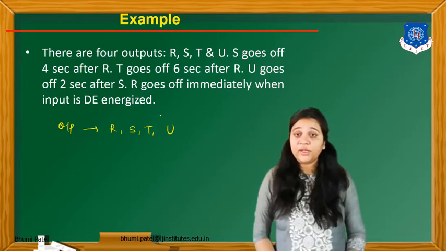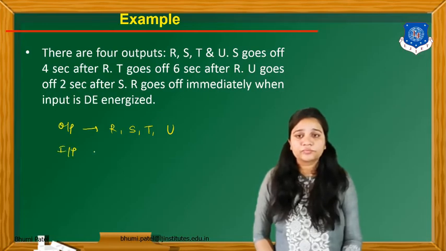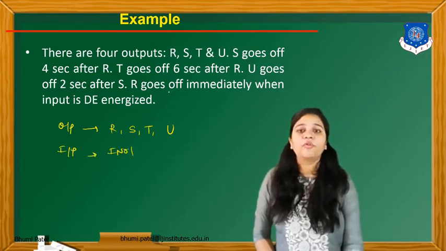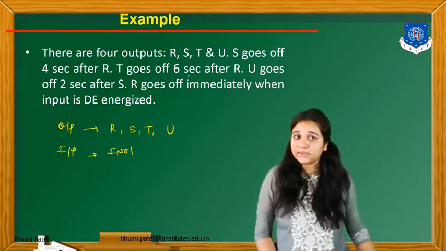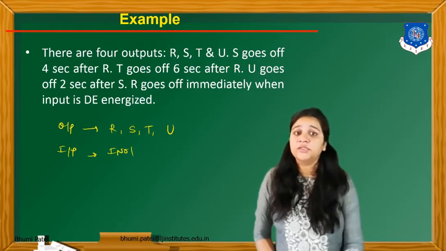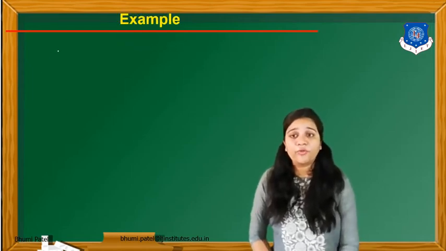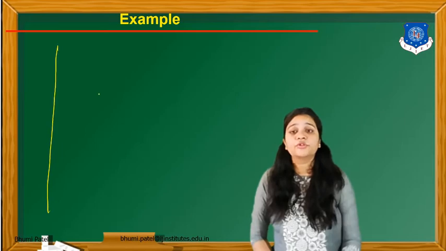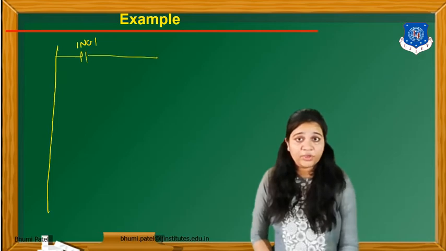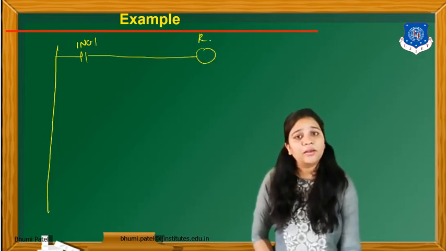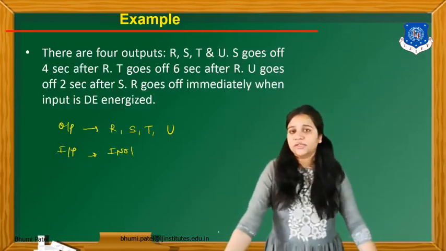Okay, so first of all we can take one input pin IN01. Here you have to write, read the sentence. R goes off immediately when the input is de-energized. Here S depends on R, T depends on R, and U depends on S. So first of all we have to draw the output for the R. So simple logic is, whenever input is on, we can get the output R. Whenever input is de-energized, the R goes off. So the first condition is satisfied.